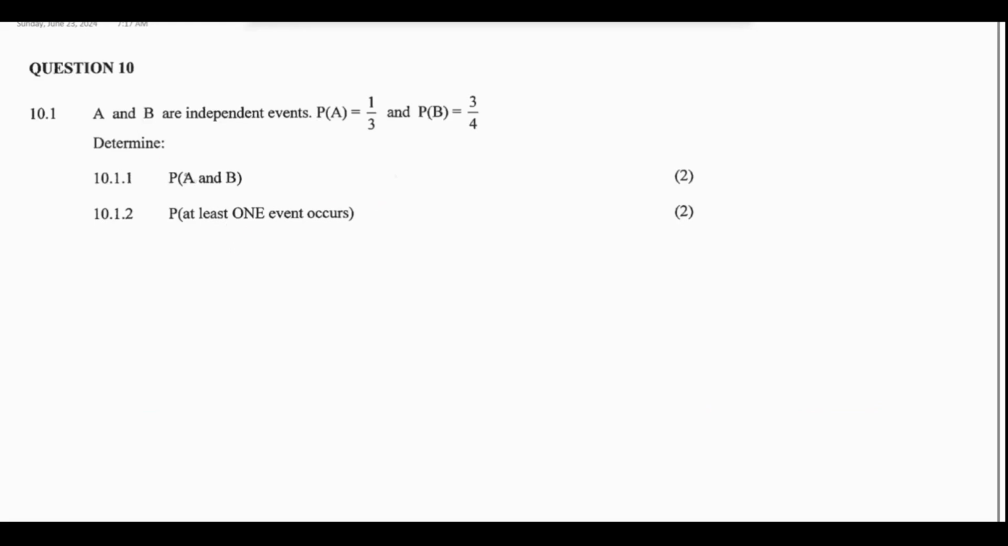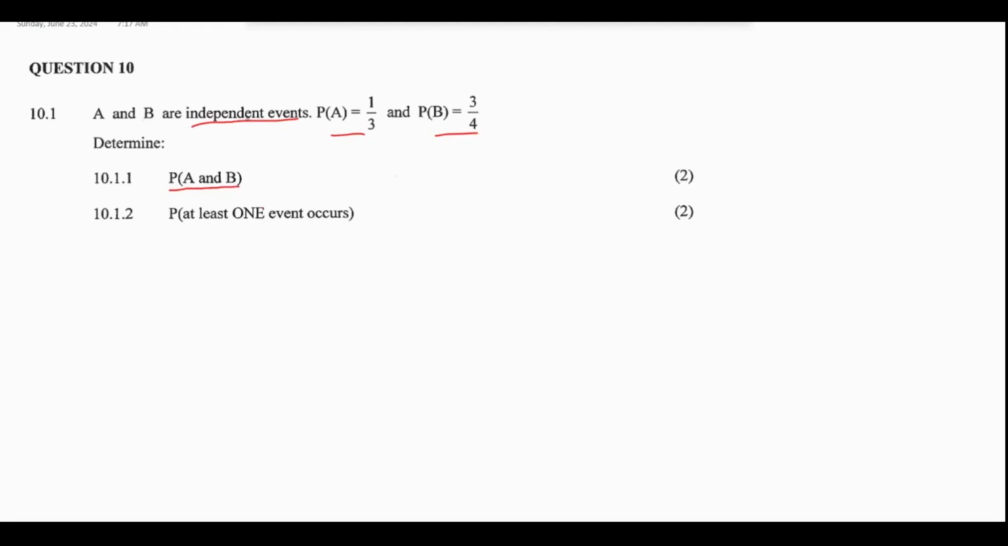Welcome back. Let's do question 10, 10.11. A and B are independent events. Then probability of A is 1 over 3, probability of B is 3 over 4. Determine the probability of A and B.